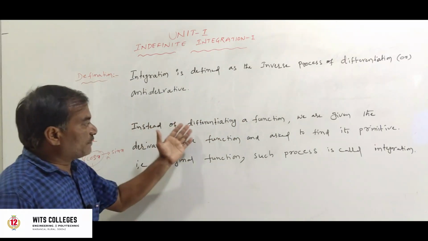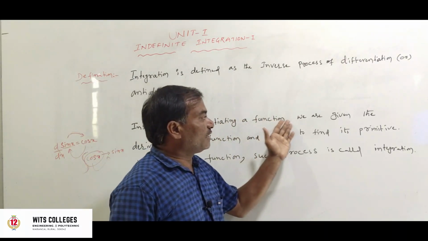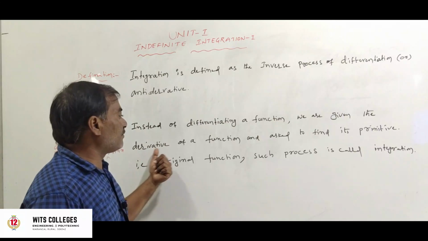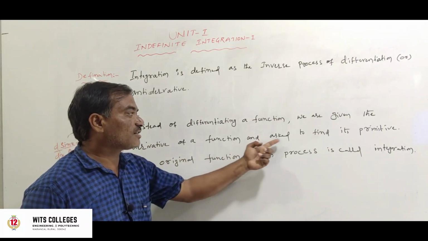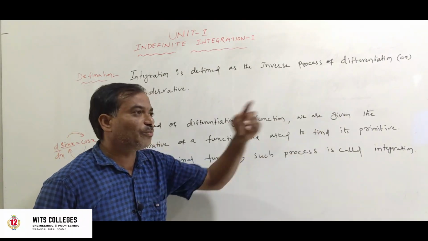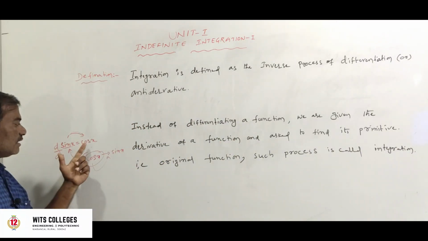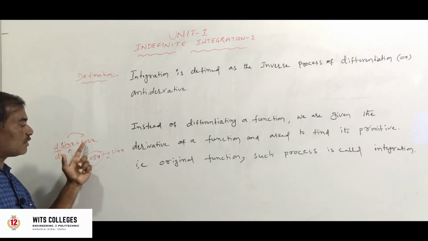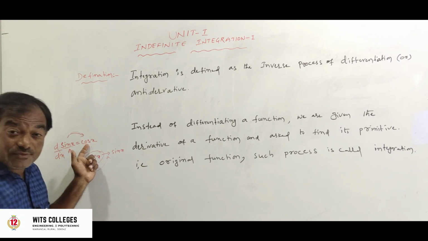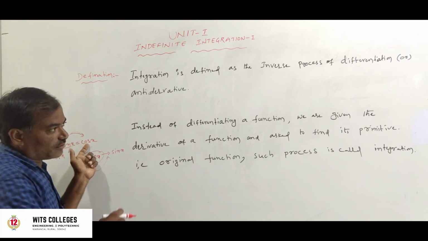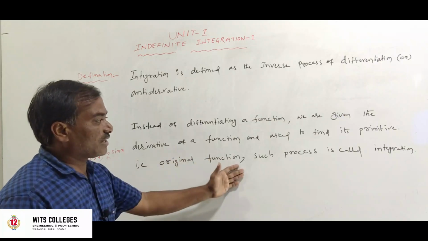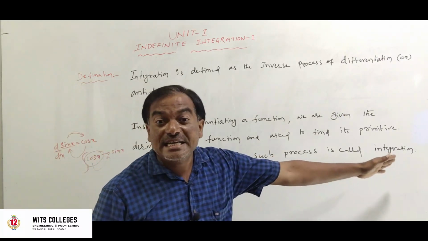So instead of differentiating a function, we are given the derivative of a function and asked to find its primitive, which means we have to find the original function. The question is, we have to find the primitive of cos x. Primitive of cos x means the original function. Such a process is called integration.